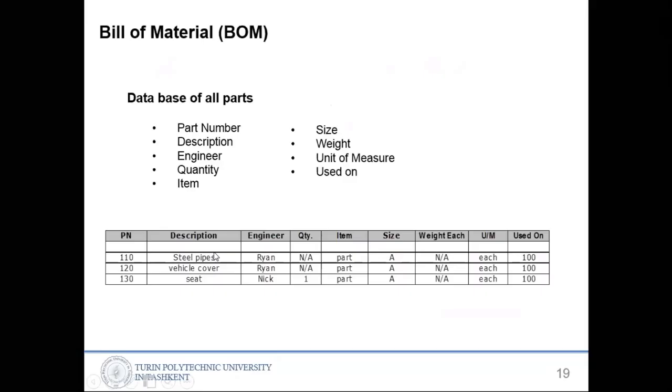Who produced or designed this one? Engineer Ryan did that part. And quantity, we don't know how many. For example, this one, quantity. Item is a part or assembly, just part. The size: A size, B size, C size. It depends on the company rules.